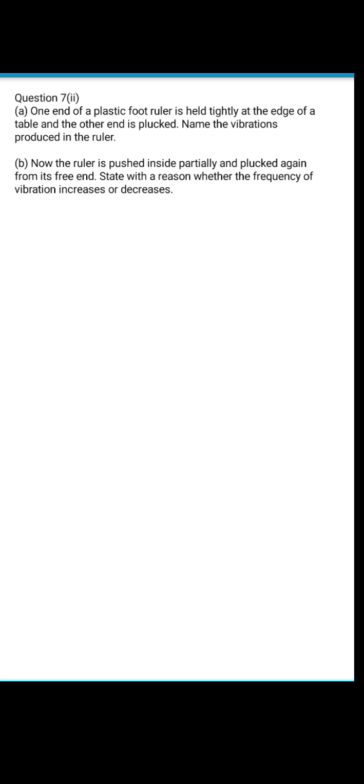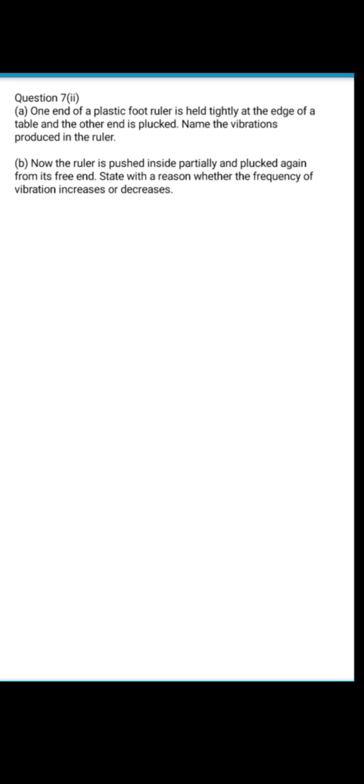One end of a plastic foot ruler is held tightly at the edge of a table and the other end is plucked. Name the vibrations produced in the ruler. So this is also a very easy question. It is a direct example from your book. Now, since you are applying some force on the ruler and then it is vibrating on its own, it will be known as natural vibrations.